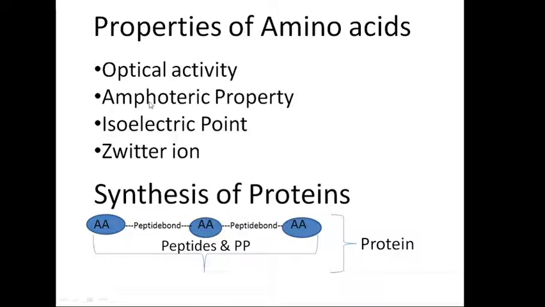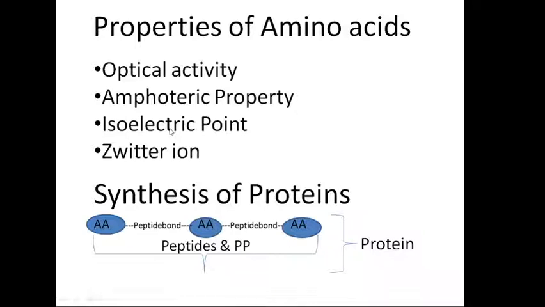Then, the amphoteric property. The amino acids are amphoteric in nature. What does it mean? They have a COOH group, the carboxylic group, which is acidic, and the amino group, NH2, which is basic. Therefore, they have the characteristic features of both an acid and a base. Therefore, it is said to be amphoteric in property.